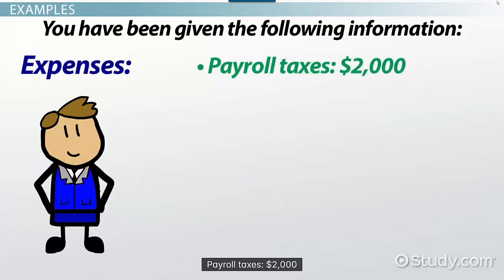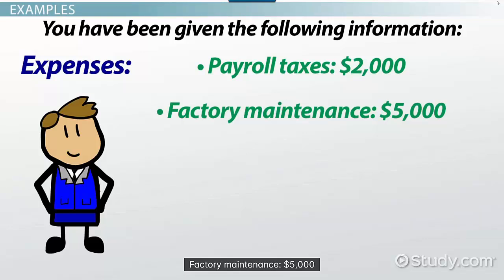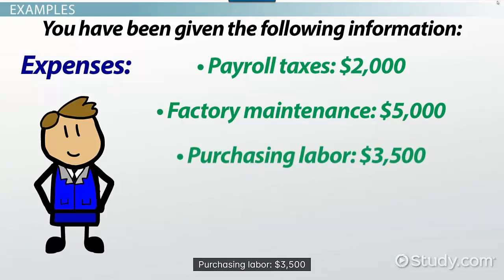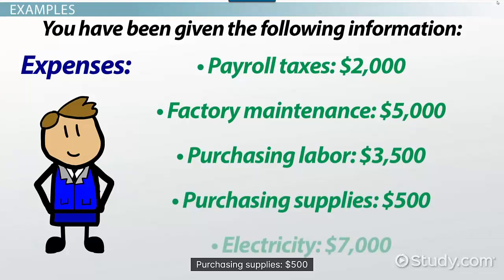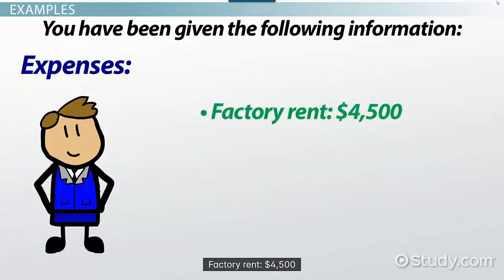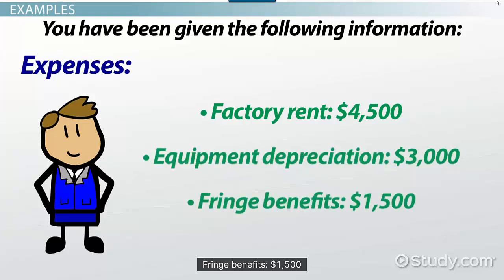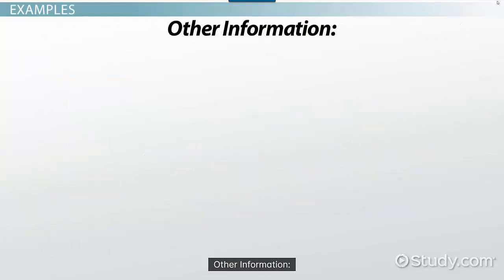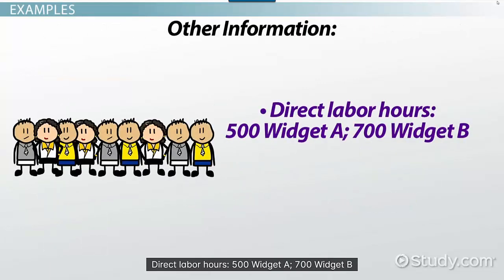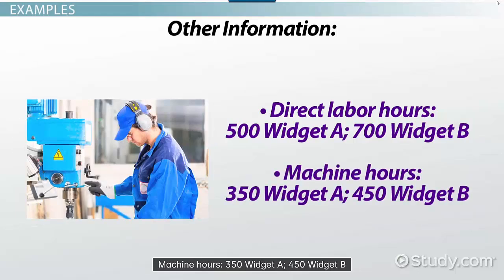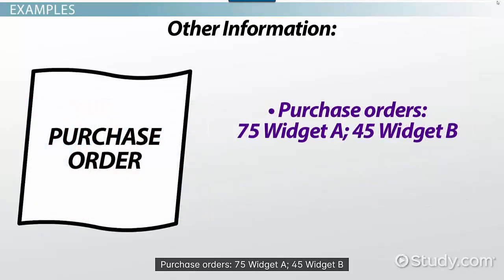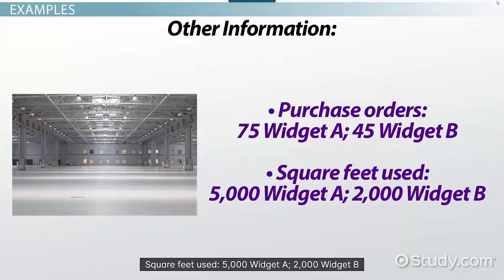Expenses. Payroll taxes, $2,000. Factory maintenance, $5,000. Purchasing labor, $3,500. Purchasing supplies, $500. Electricity, $7,000. Factory rent, $4,500. Equipment depreciation, $3,000. Fringe benefits, $1,500. Other information. Direct labor hours, 500 widget A, 700 widget B. Machine hours, 350 widget A, 450 widget B. Purchase orders, 75 widget A, 45 widget B. Square feet used, 5,000 widget A, 2,000 widget B.